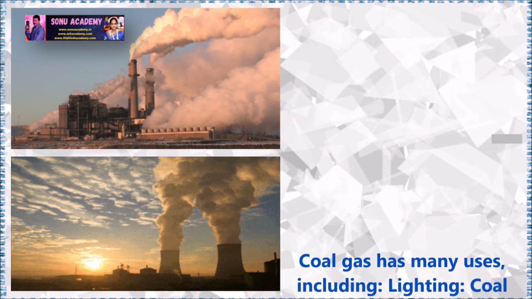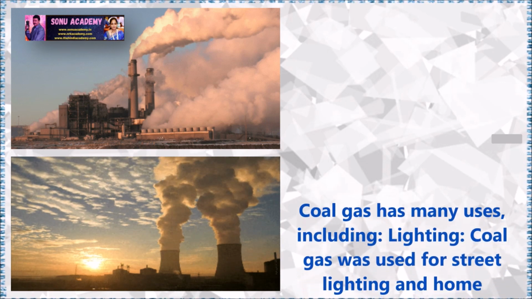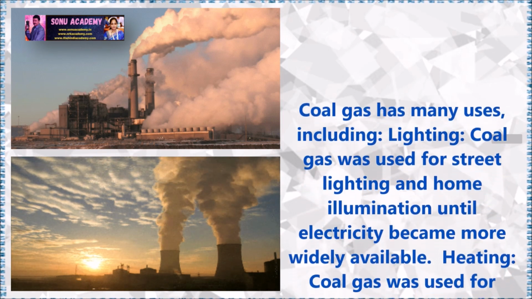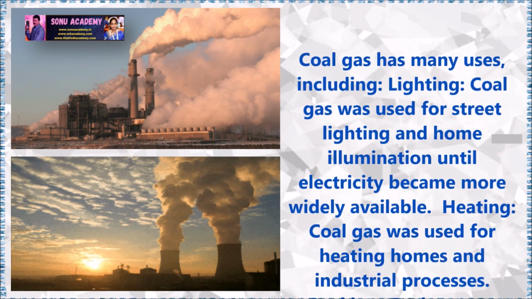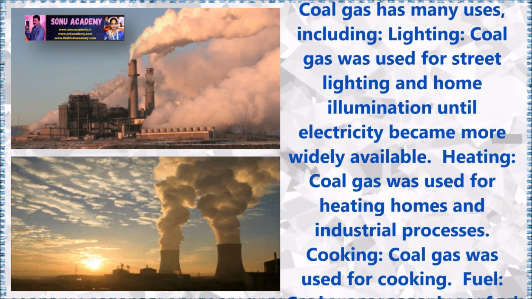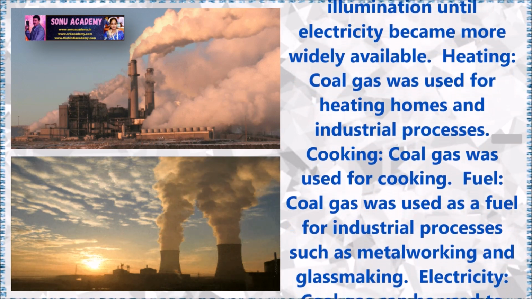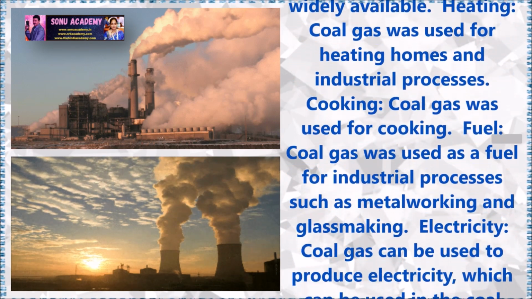Uses of coal gas include the following. Lighting: coal gas was used for street lighting and home illumination until electricity became more widely available. Heating: coal gas was used for heating homes and industrial processes. Cooking: coal gas was used for cooking.